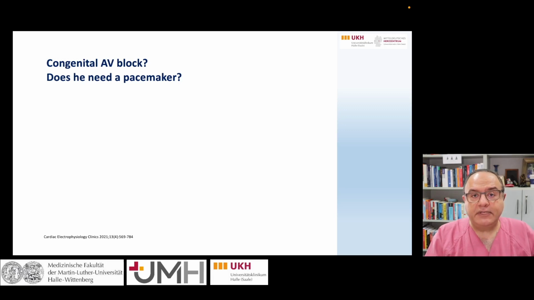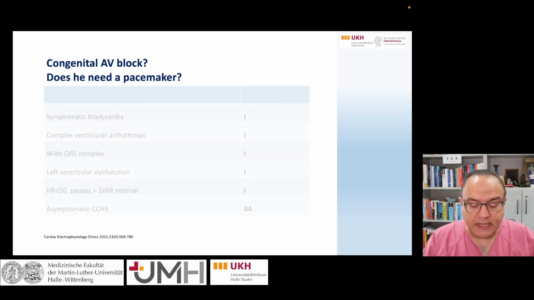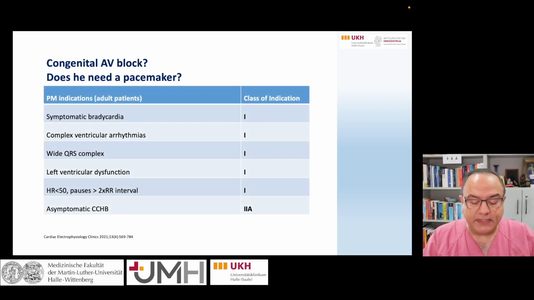So the point is that as for our patient, an adult patient who is asymptomatic, in patients with symptomatic bradycardia, complex ventricular arrhythmia, wide QRS complex, left ventricular dysfunction, and also escape rhythm or heart rate below 50 or long pauses, we need a pacemaker as a class 1 indication. But even in asymptomatic adult patients with congenital complete AV block, pacemaker is a class 2A indication.